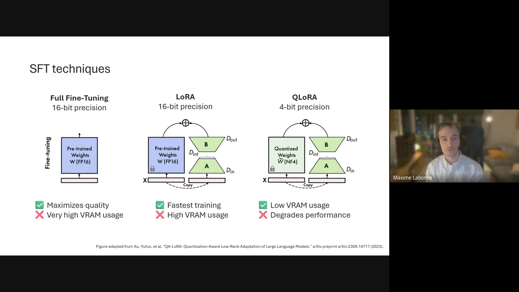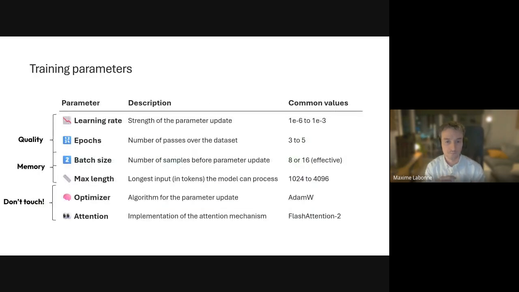So what you can do is that you can take the model and quantize it. So instead of using 16-bit for each parameter, you can only use 4-bit. And this is what QLoRA does. So it's a compromise because now you use less memory, but it also degrades performance. So I would only recommend it if you don't have any other option. If you have the option, I would recommend LoRA because it's a very good trade-off between quality and compute usage.